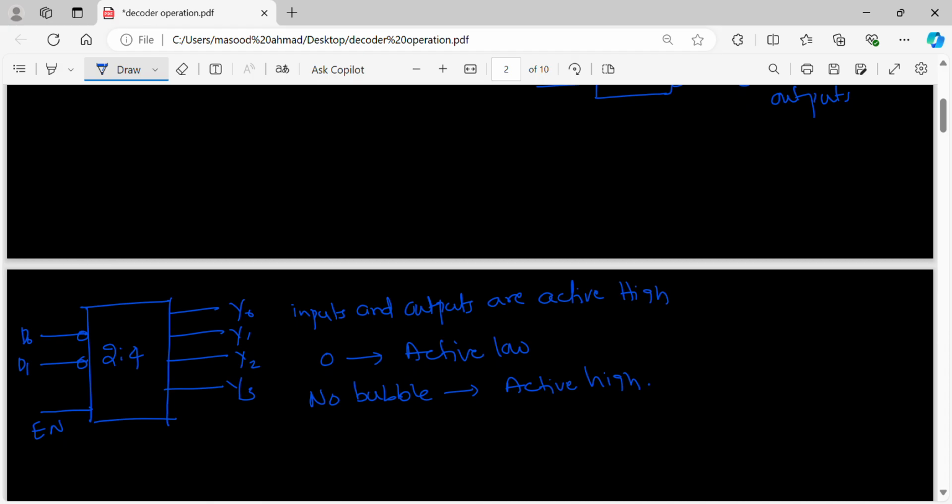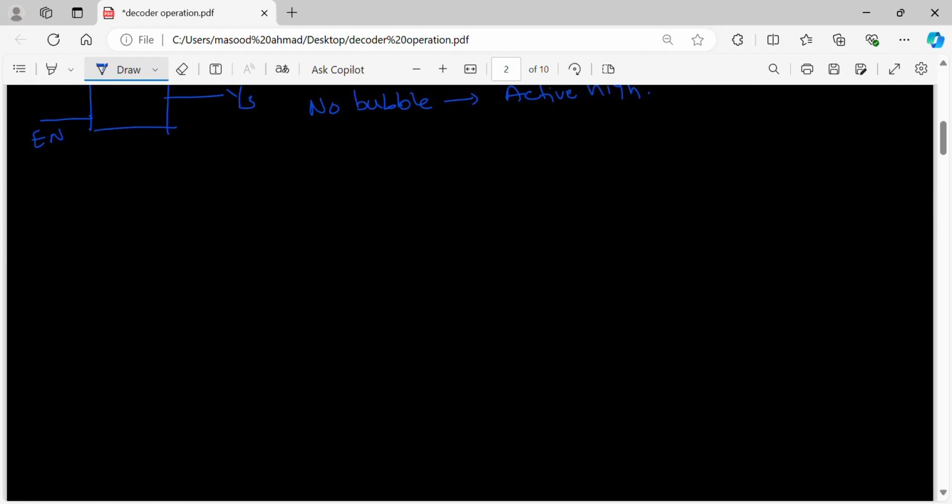When we have two options, with respect to inputs and outputs, inputs can be active low, outputs can also be active low.